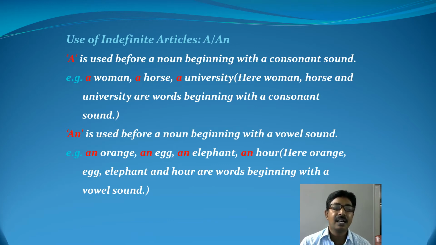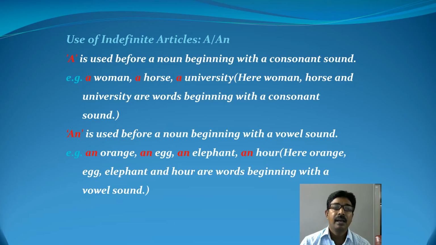Now let us learn the use of indefinite articles a and an. The indefinite article a is used before a noun beginning with a consonant sound. Example, a woman, a horse, a university. Here, woman, horse, and university are words beginning with a consonant sound.